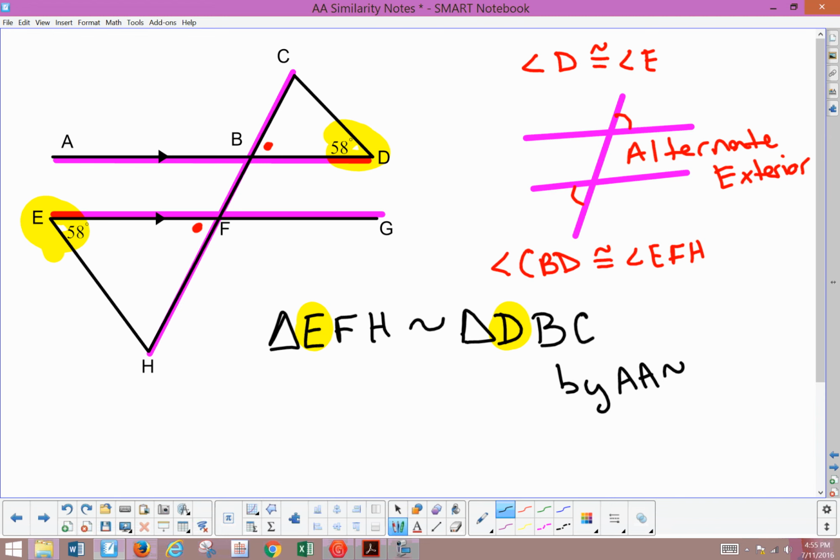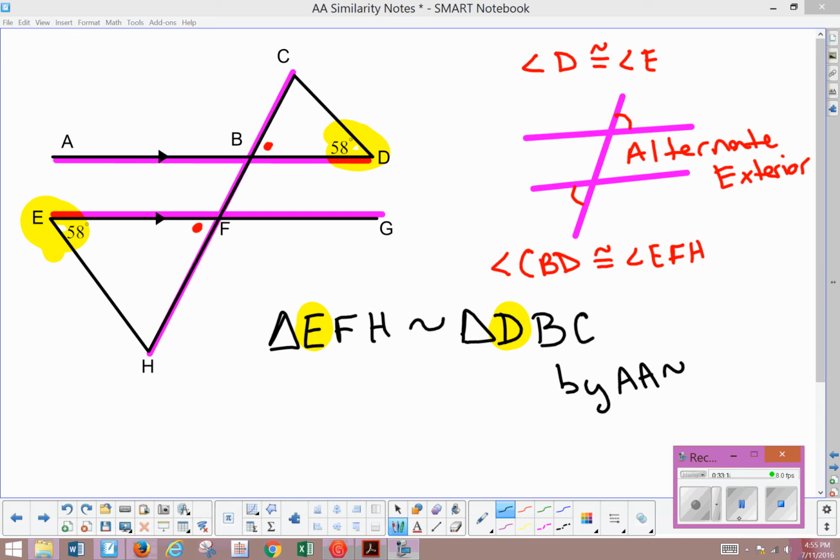similarity. I hope this helps you understand angle similarity. And I will be back with you later to talk about the other two shortcuts.